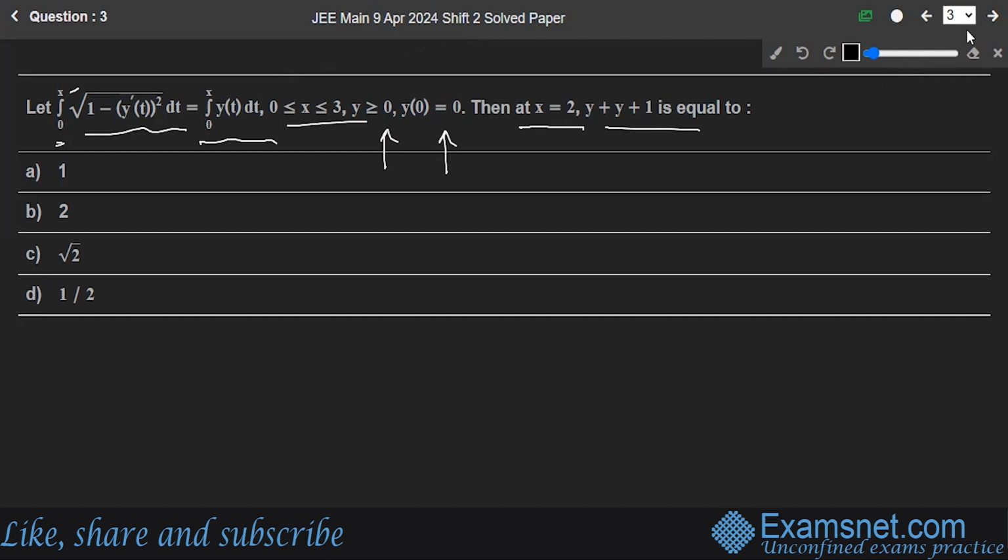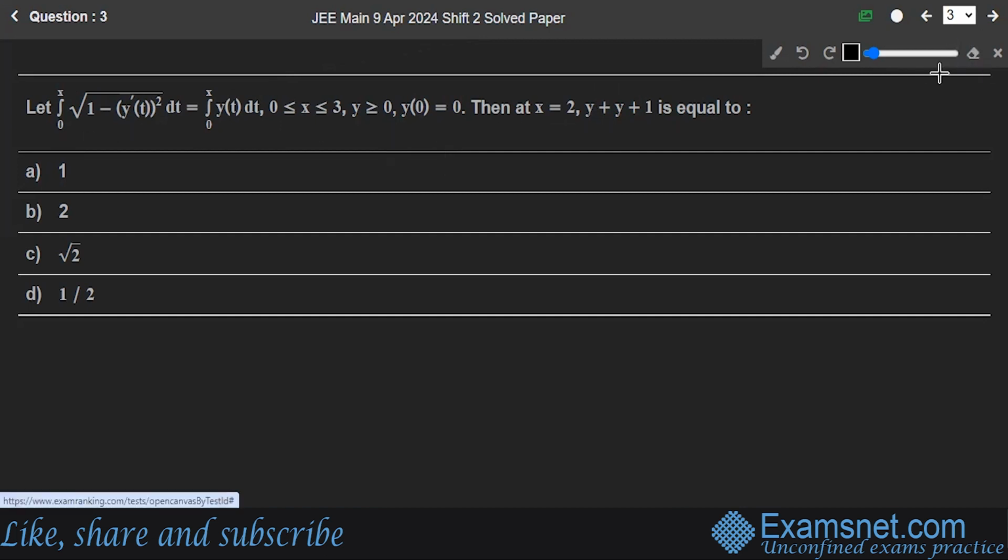So this is something I think, this is second derivative. Please recheck the question. This is supposed to be the second derivative of y plus y at plus 1. You have to find that out. So let's start with this integral. You have limits 0 to x, root of 1 minus y dash of t squared, whole thing under the root.